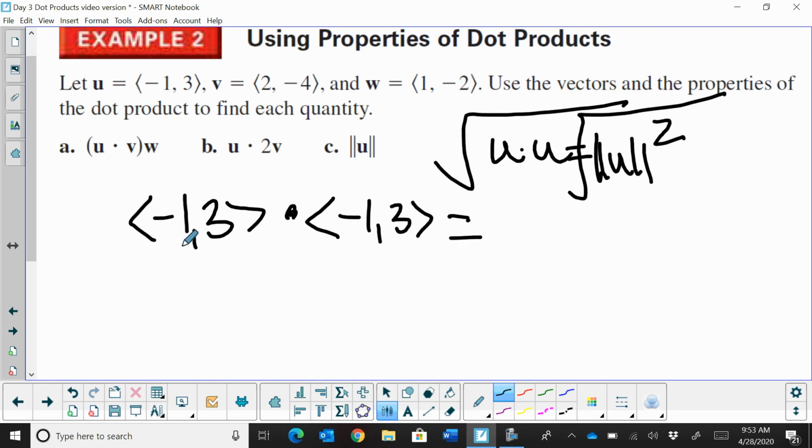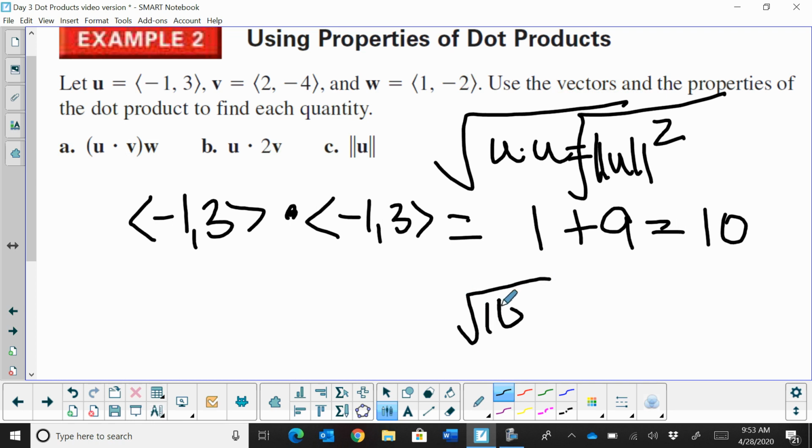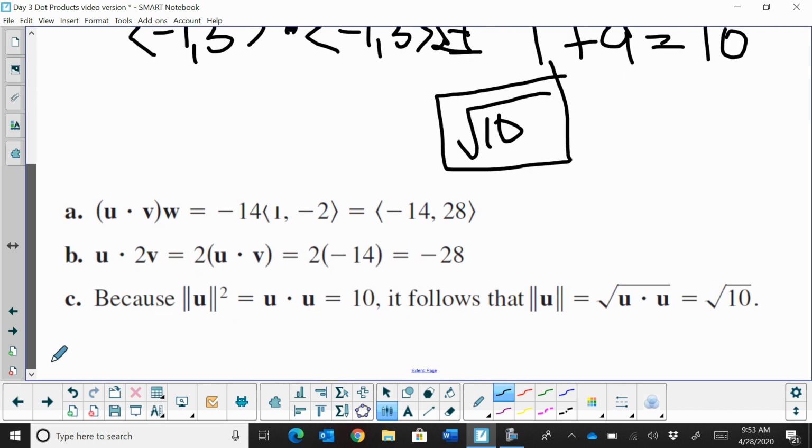So let's find this dot product. So -1 times -1 is 1 plus 3 times 3 is 9. So that means u squared is 10. Well, I want just the magnitude of u, so I'm going to take the square root of 10. And there is the answer. And that one won't simplify. So that is the magnitude of u. Okay, just so we'll double check, make sure everything looks good.